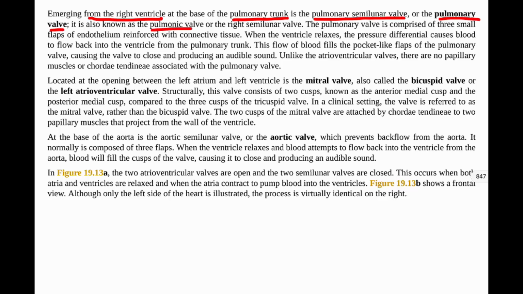It is comprised of three small flaps of endothelium, reinforced with connective tissue to make sure they're strong, and then when the ventricle relaxes, the pressure differential causes the blood to flow back into the ventricle from the pulmonary trunk.